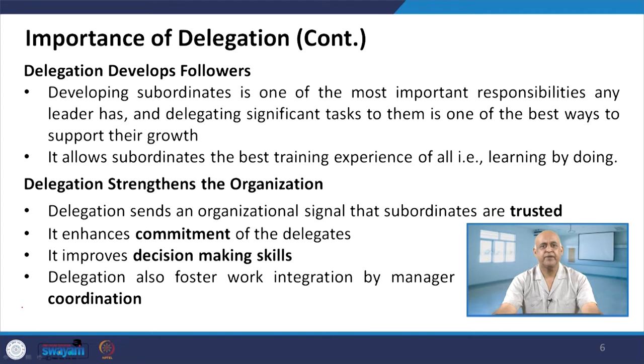Because otherwise what happens? The leader says, no, I will do my job only. He is not allowing team members to do any next level job. Because the delegation is given by the leader of his own task, naturally the next level tasks are there. So when you are delegating these tasks to your follower, it shows the trust, right? And it also shows the commitment of the leader towards the followers. So the commitment of the delegates is there.